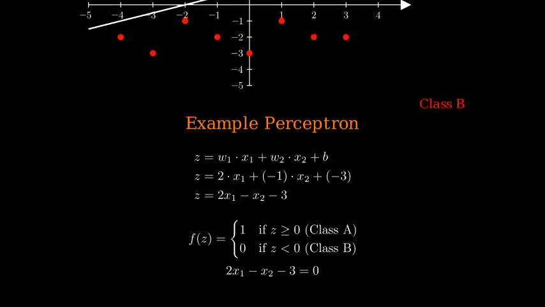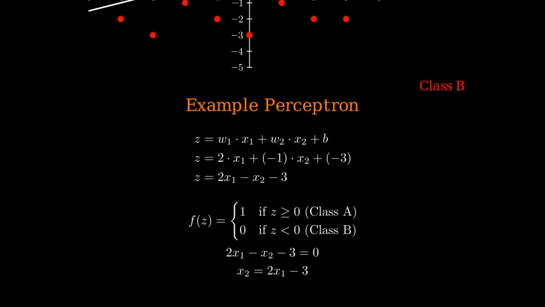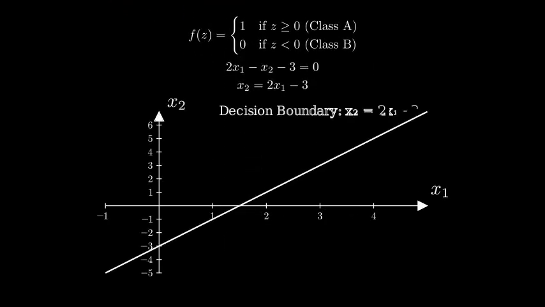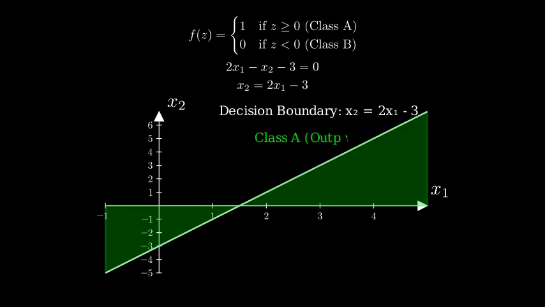First, let's find the decision boundary. The weighted sum is 0 at the boundary, so we have 2x1 minus x2 minus 3 equals 0. Solving for x2, we get x2 equals 2x1 minus 3. This gives us a line with slope 2 and y-intercept -3.